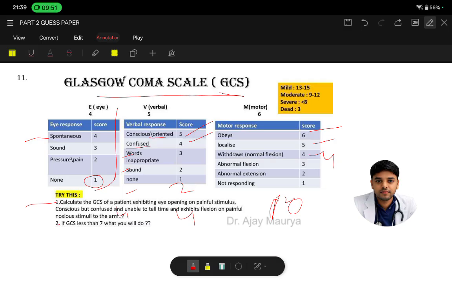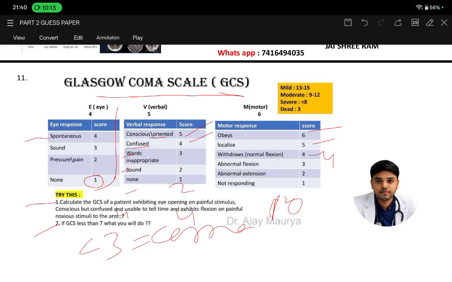Tell me the second one. If GCS is less than 7, what will we do? Intubate. Yeah, you can intubate, meaning he is unconscious. And if less than 3, what happened? Brain dead, coma. Got it? That's it. Very simple.